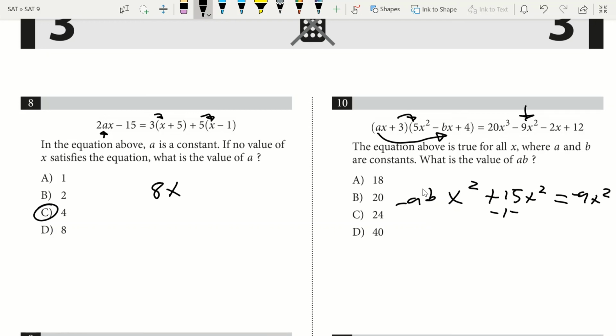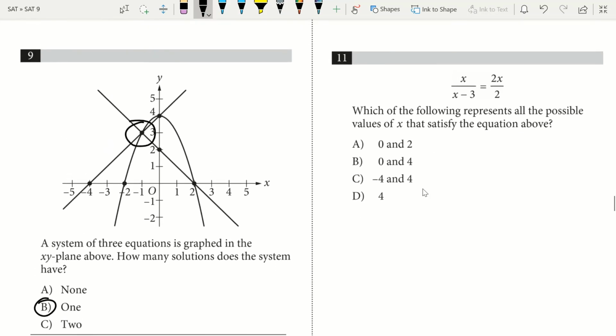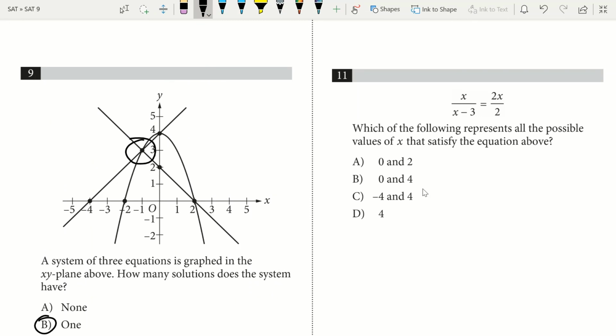So now I'm going to go ahead and subtract my 15x squared from each side. Negative 9 minus that 15x squared gives me negative 24. My x squareds cancel, so I'll just be left with negative ab equals negative 24. My negatives will cancel, and I have ab equals 24. So my answer is C. Question 11, which of the following represents all the possible values of x to satisfy the given equation?